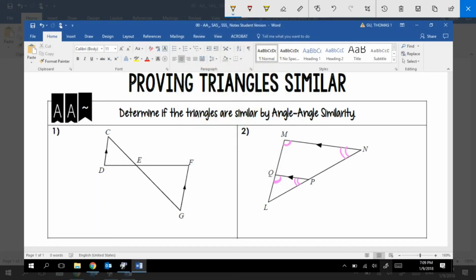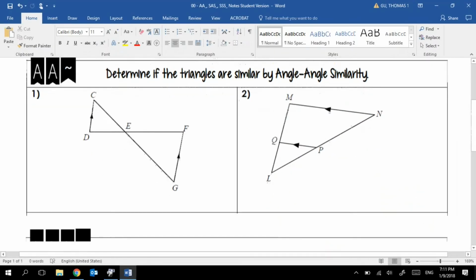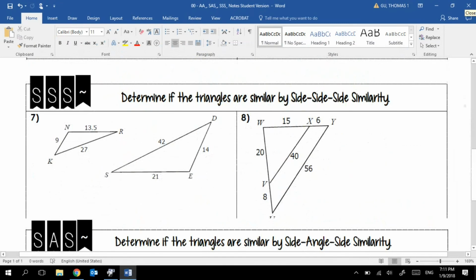So we need to write a statement. So triangle LPQ is similar to triangle LNM. Bam! There it is. Okay, you guys do number 1 on your own. Moving on. Down here, side, side, side.